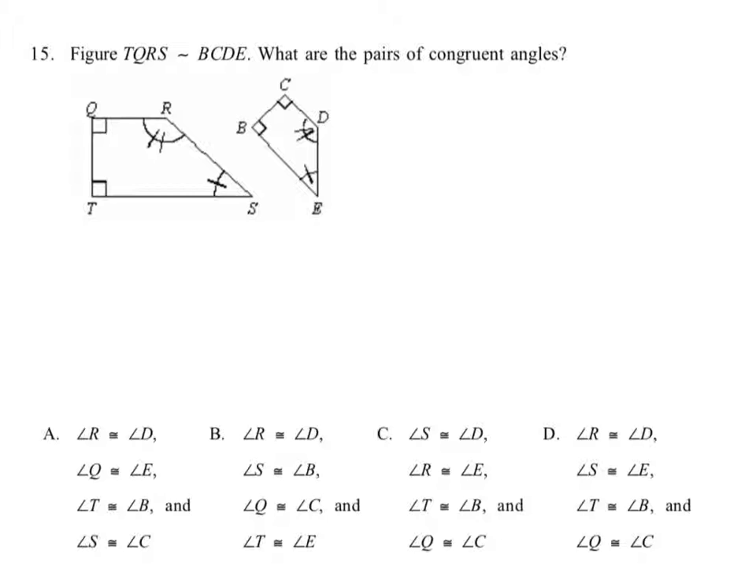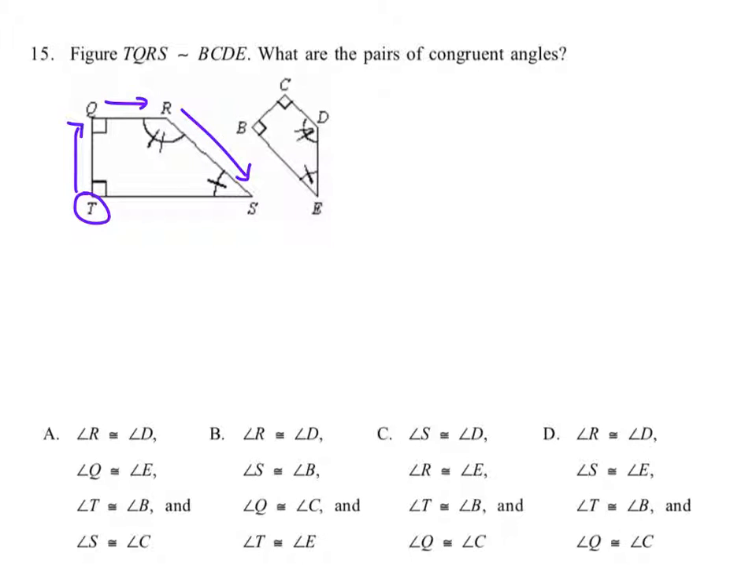Okay, they're reading these figures. They're saying figure TQRS is similar to figure BCDE. So what we're going to do is I'm going to mark the first letter that's named and then point the arrow around to which direction it's going. They're going T and then going around to name all the letters Q, R, S, like that, right?